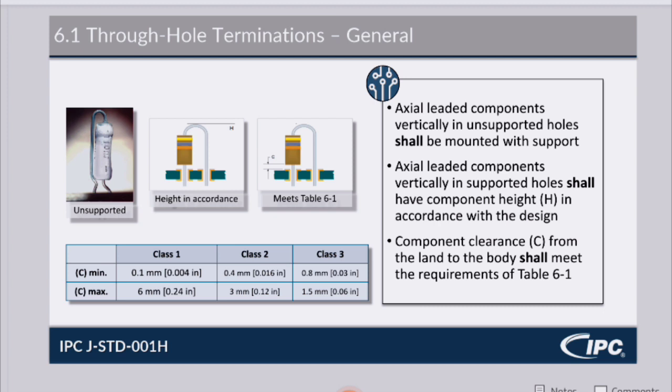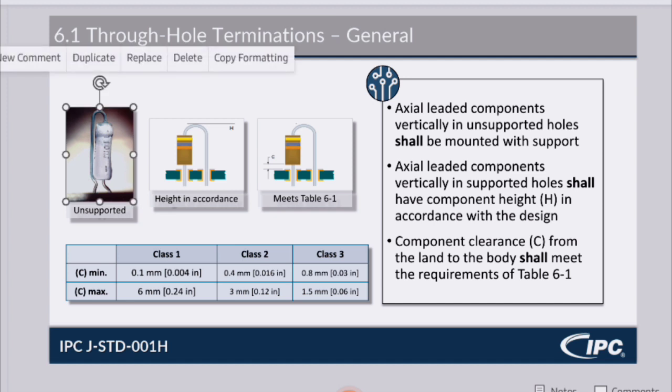Axial leaded components mounted vertically. So instead of being long ways on the board, if it's going up, if it's tall. Axial leaded components mounted vertically in unsupported holes shall be mounted with lead forms or other mechanical support, as with the horizontal mounting. Vertical mounting, if they do not have lead forms, if they don't have that little bend right here, that would be a defect for all 3 classes. Axial leaded components mounted vertically in supported holes shall have component height in accordance with design. Again, defect for all 3 classes if not.